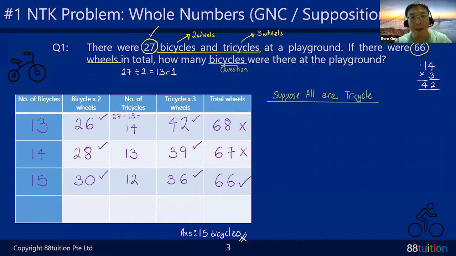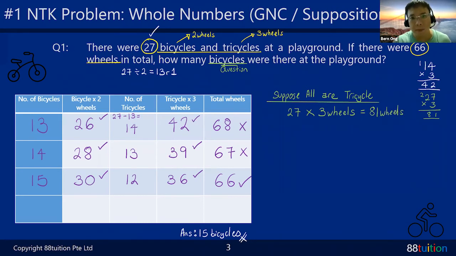Okay. So how many tricycles do you have? You're assuming all of them are tricycles. Means all 27 of them are tricycles. And tricycle got how many wheels? One tricycle, 3 wheels, right? So all 27 got 3 wheels. I don't care. Even the bicycle also got 3 wheels. I'm assuming that everybody got 3 wheels. So what's 27 times 3? You do a quick working on the right. You should get 81. So 81 wheels. There are 81 wheels in total.